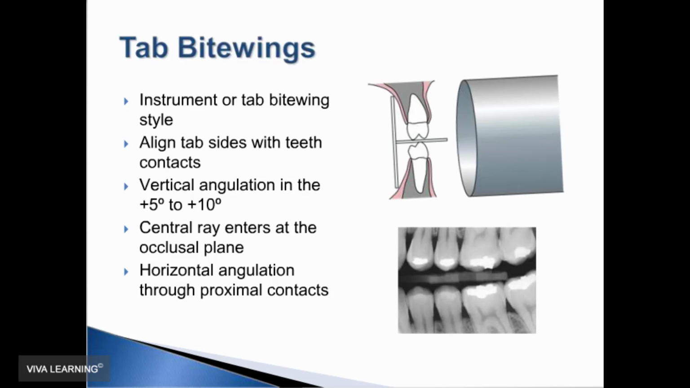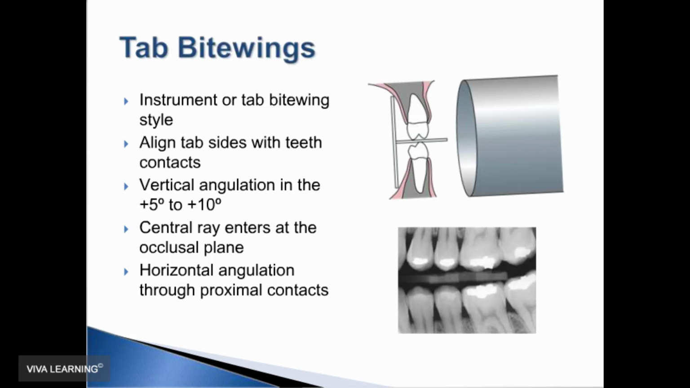Tab bitewing techniques are very nice, and if you don't want to use an instrument, I find that they're very effective for all types of receptors, but often with rigid digital receptors, it reduces the bulk on the receptor by just using a loop or a stick-on tab. With tab techniques, there's a tendency for overlap and cone cutting. So there are some strategies that you can use to be more successful when you are using a tab approach. Remember, the angulation should be slightly positive. Positive 5 is very common.